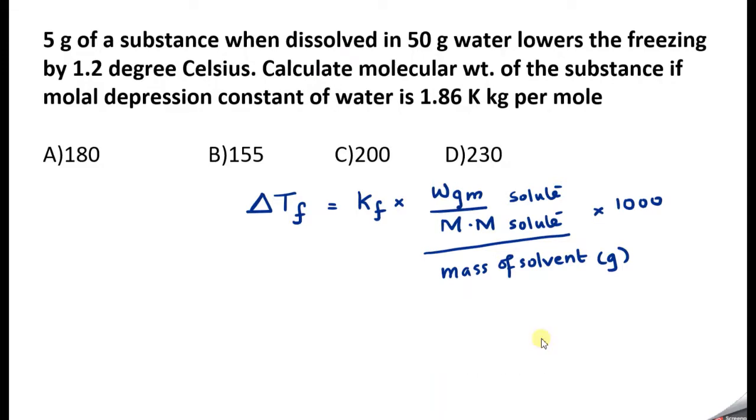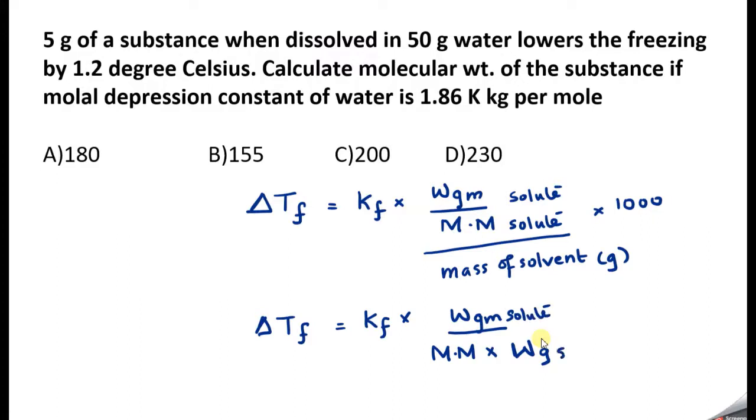So again I can write it like delta TF is equal to KF into W gram by molecular mass. Now I will use capital W for the mass of the solvent in gram. This is solute, or you will get confused, and this is solvent. And in the numerator you can see multiplied by 1000.